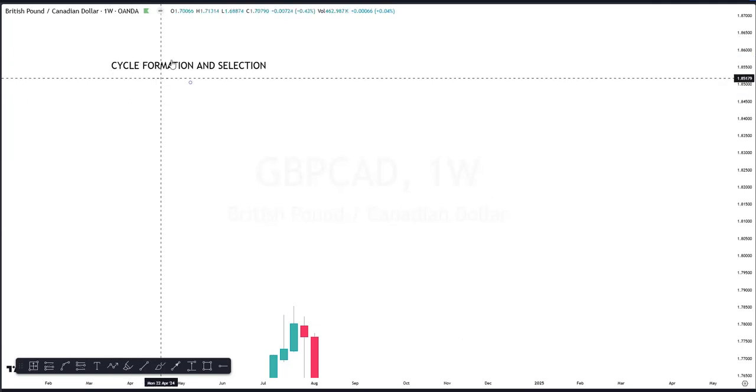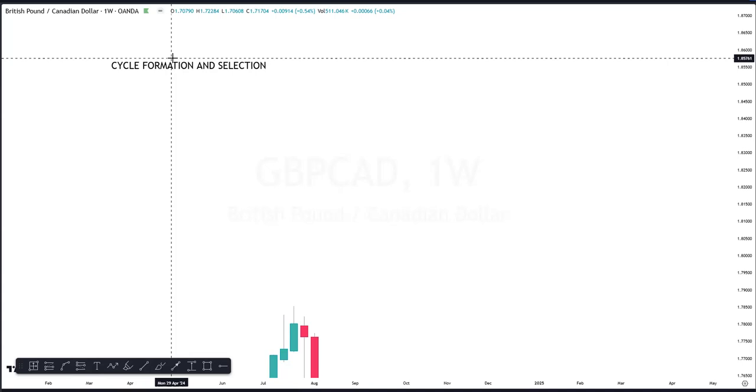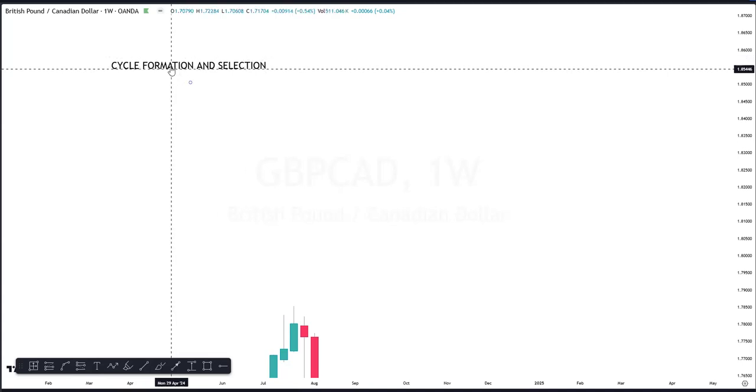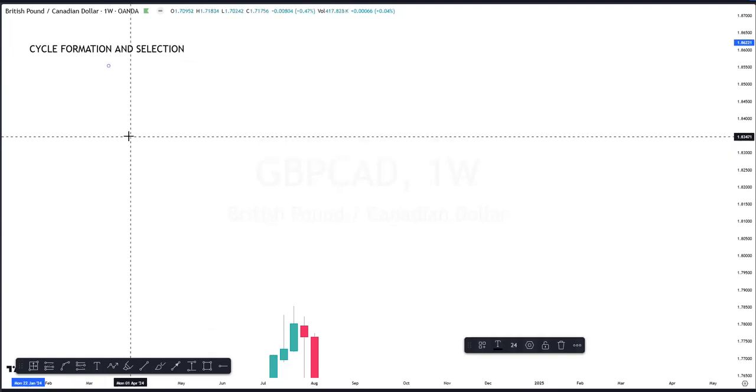Now, when we talk about the cycle formation and selection, we're going to look at which cycle you are going to use, which kind of trader you are, or what kind of setup you are going to be looking at.